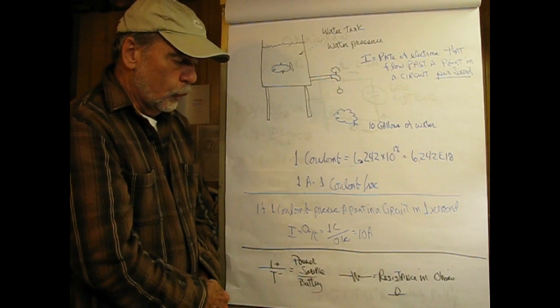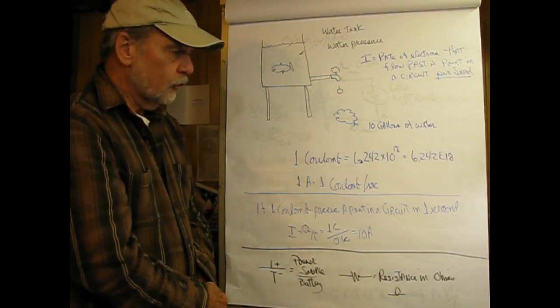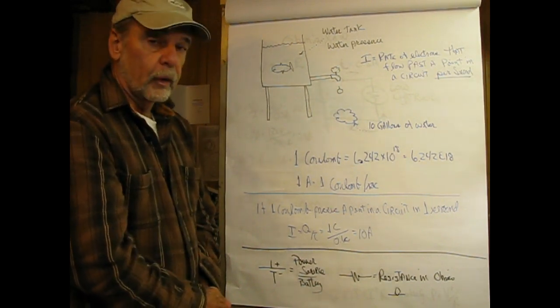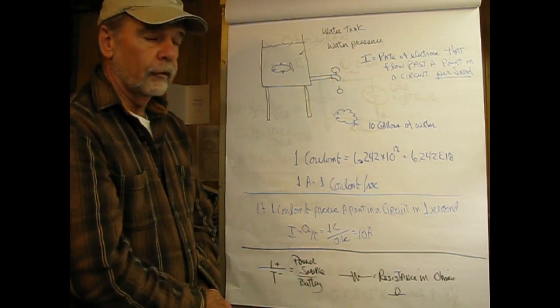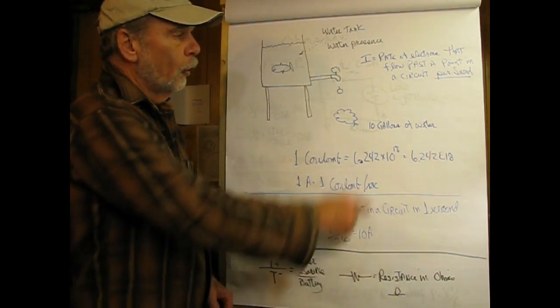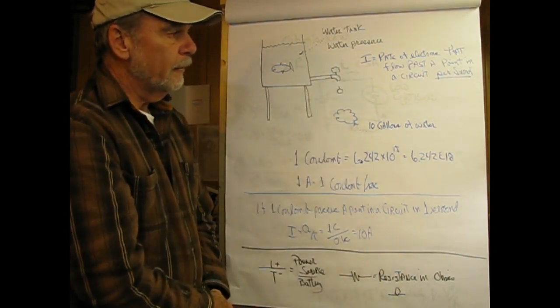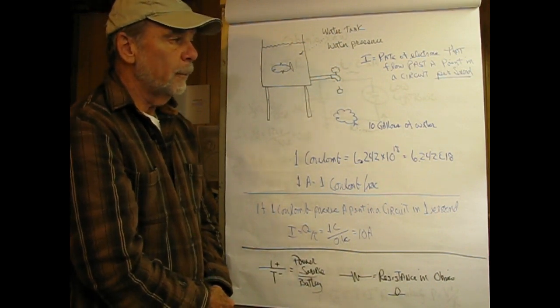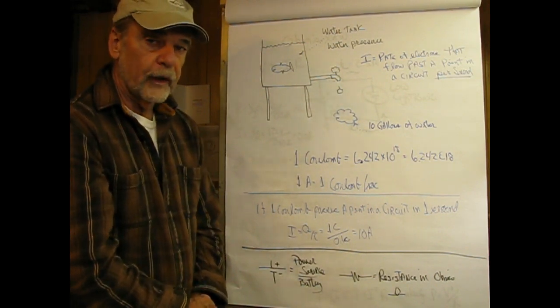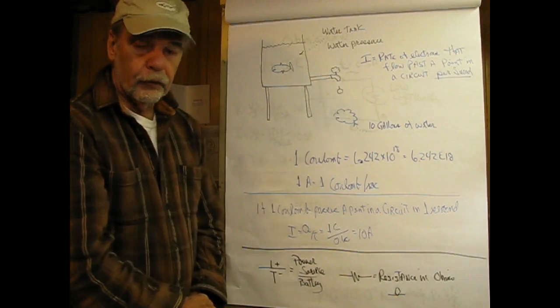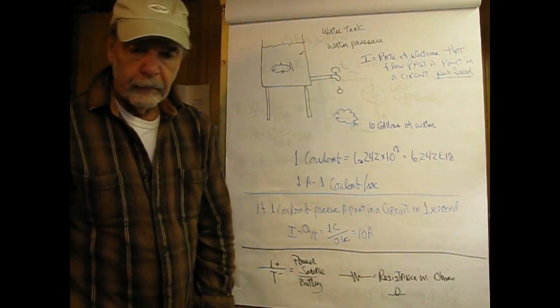So we don't use coulombs much in electronics, but what we do use an awful lot of is current flow. So current flow I is equal to the rate that electrons flow past a point in a circuit per second. Now we're going to look at a little circuit, later.